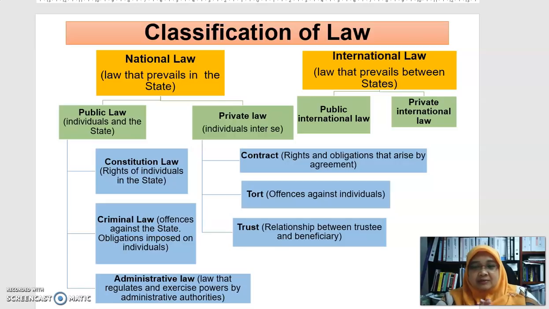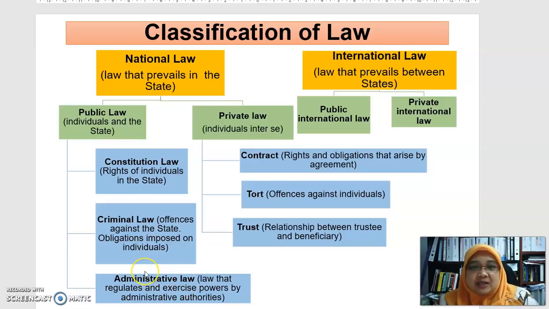When we talk about criminal law, it is actually obligations imposed on individuals, whereby you are not supposed to hurt another person, you are not supposed to murder another person, you are not supposed to hit another person or anything other than that. Basically, as a citizen, you must obey. You must do good. These are more on the criminal part.